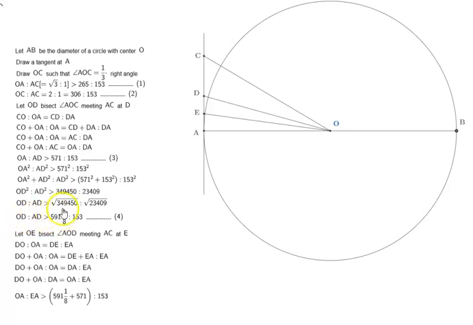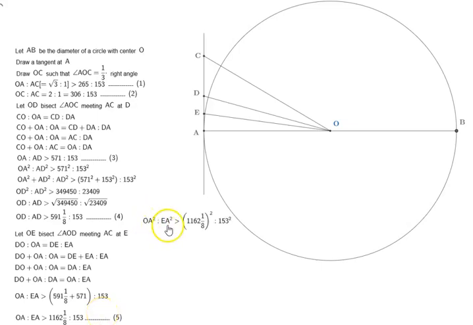DO is equal to 591 1/8. OA is equal to, where is OA? OA is 571 is to 153. It doesn't remain equal because we are using an unequal value. So it becomes greater than. So OA is to EA is greater than. Adding these two, we get 1162 1/8 is to 153.